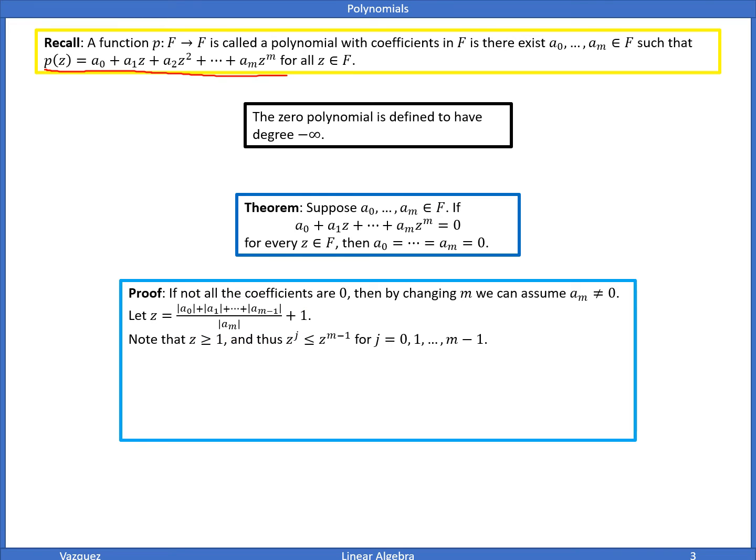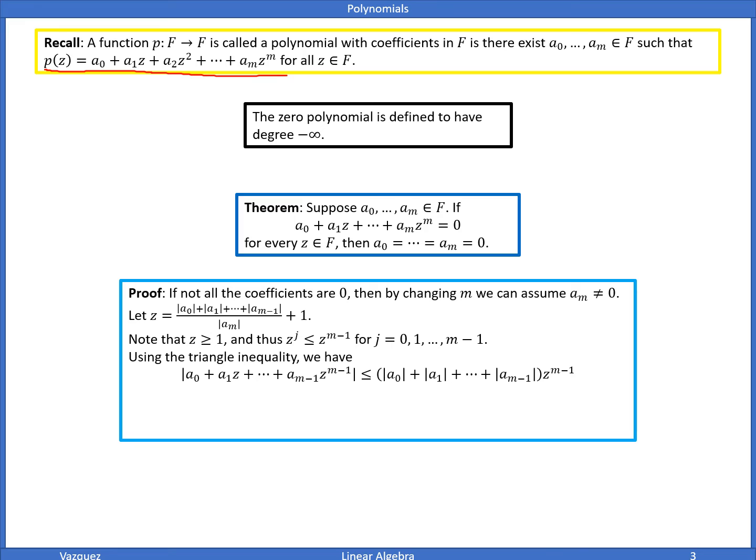So z is definitely greater than or equal to 1 because here we have a fraction that's greater than or equal to 0, plus 1. So we know z is greater than or equal to 1. So z to the j must be less than z to the m minus 1, right? Because j must be less than m minus 1, so that's why this inequality is true.